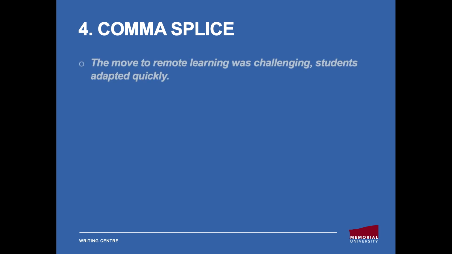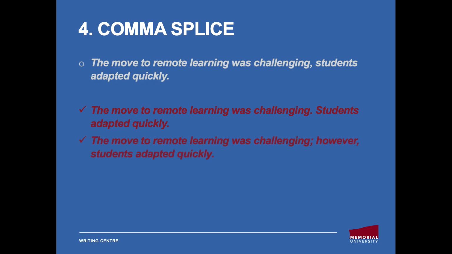Let's look at the other example of a comma splice error. The move to remote learning was challenging, students adapted quickly. In this error, we've applied a few corrections. One, we can create two simple sentences. Again, keep in mind, too many simple sentences will reduce the flow of your paragraph.